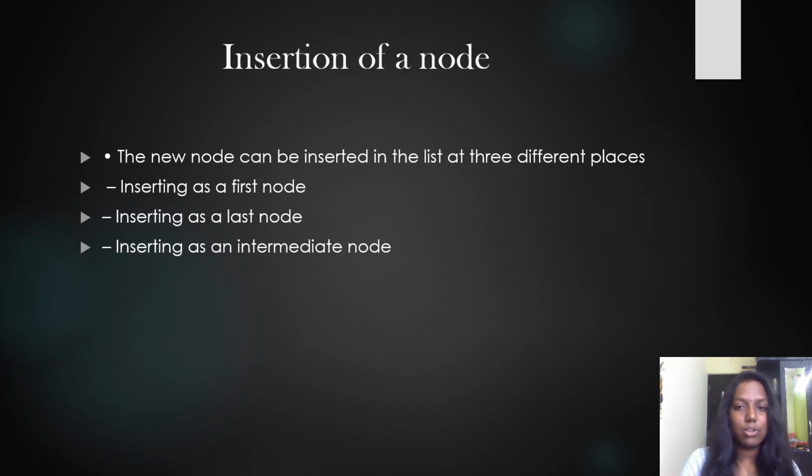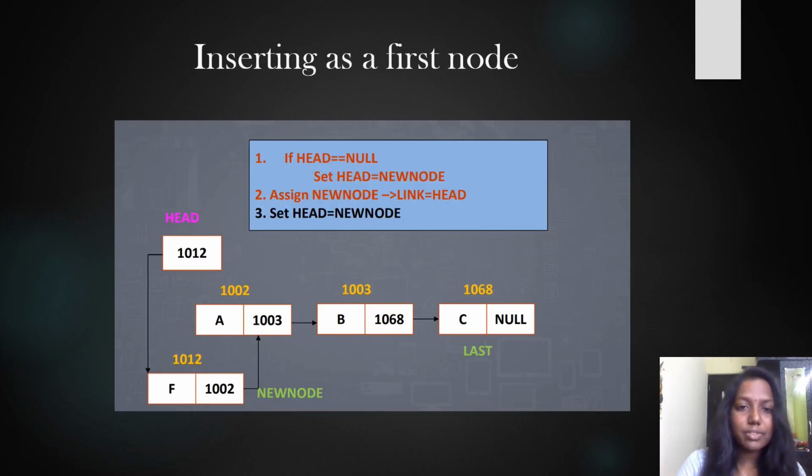Insertion of a new node. The insertion can be at three places, which is at the first, last, or as an intermediate node. For the first node, we check if the head is null, and the head is set to the new node, and the new node link is set to head. So if the head is equal to null, then we set the head to the new node, and the new node link is set to the head, that is, the one which is already assigned as head.